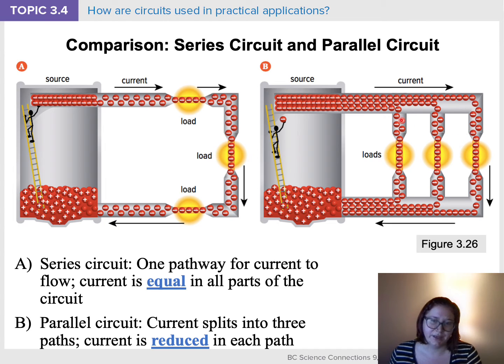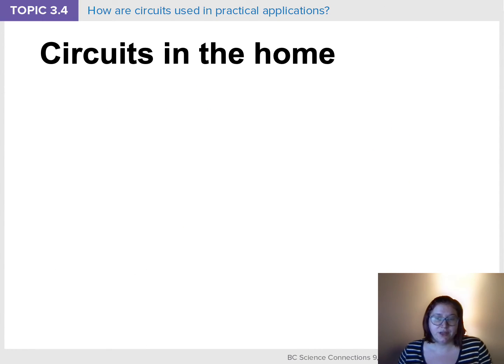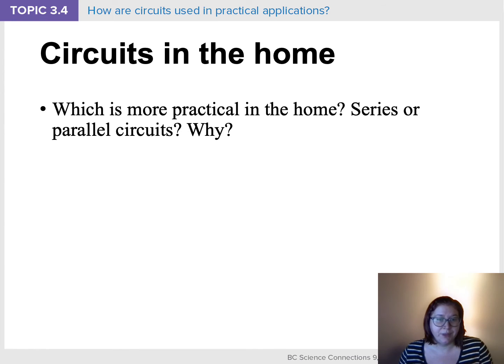So if you see here, there's fewer electrons in the path with the load than there is in the conductor between the source and where it splits off. So if you put an ammeter here, it would be higher than if you put an ammeter here to measure the current. So let's talk about circuits in a home. What do you think is more practical for the circuits in a house? A series circuit or a parallel circuit? Take a second to jot down which one you think and why.